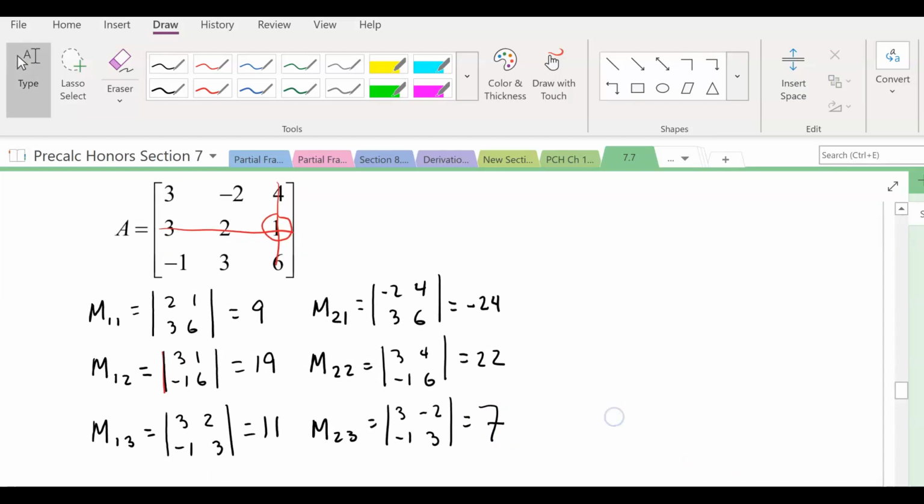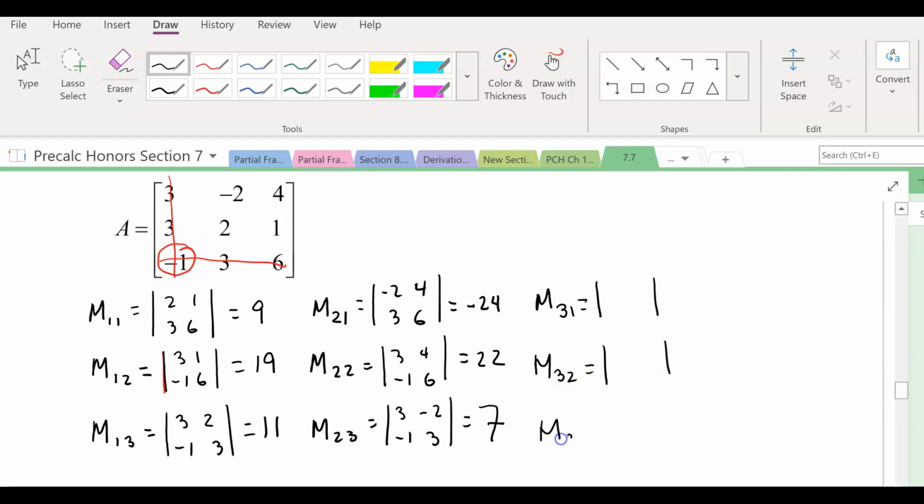All right, we're almost there. Next row. So this is row 3, column 1. I'm going to cross out these two. So I've got the minor for 3, 1, and then I'll have the minor for 3, 2, and then I'll have the minor for 3, 3. So for 3, 1, I've got negative 2, 4, 2, and 1. That's negative 2 minus 8, which is negative 10.